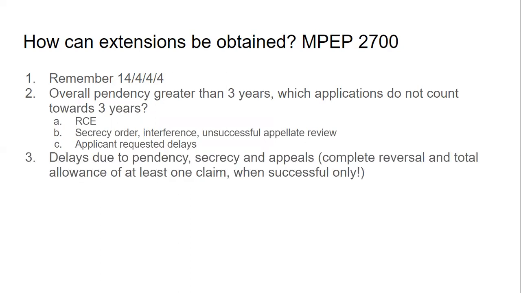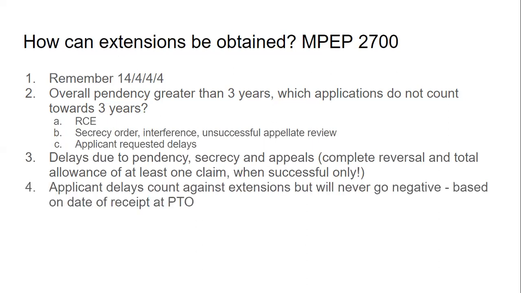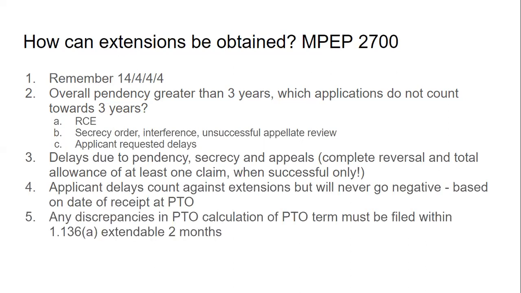So now, delays due to pendency, secrecy, and appeals, there can be extensions. A little bit counterintuitive, they can and they can't have extensions, but for appeals, pretty much any of these will only have extensions if there's a complete reversal and a total allowance of at least one claim. Then applicant delays do count against extensions, but it will never go in the negative direction. And it's all based on the receipt date at the PTO. If there's any discrepancy that a practitioner may find in the PTO calculation of the patent term, then it must be filed within an extendable 2 months.